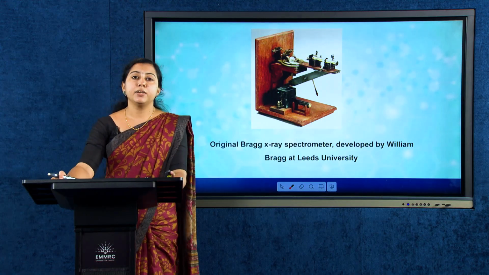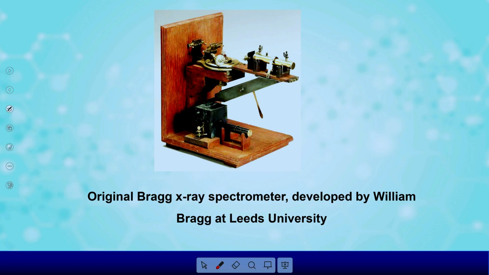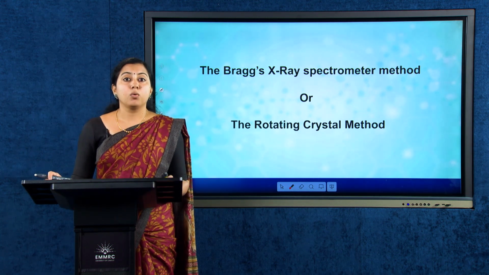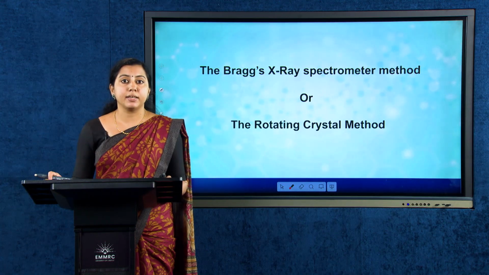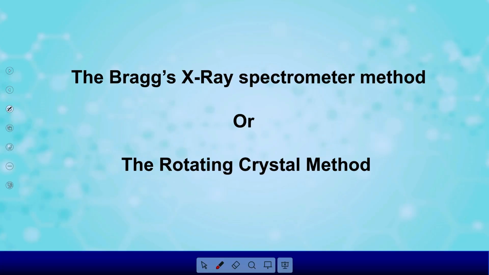Now, on the screen you can see the image of the original Bragg X-ray spectrometer developed by William Bragg at Leeds University. So, now let us see what the Bragg's X-ray spectrometer method is, also known as the rotating crystal method.